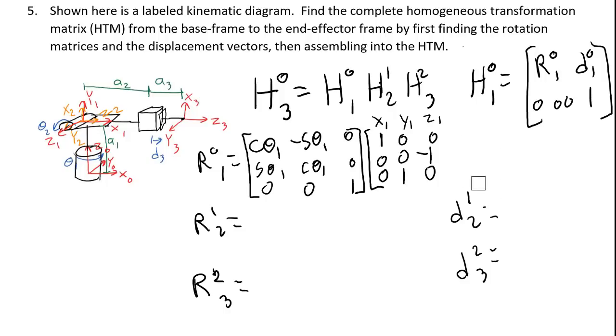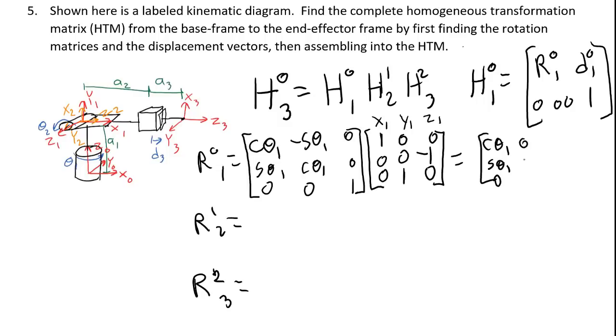I'm going to erase these for now, just to give me some more space. And I'm going to multiply these 2 matrices together. There, I'm done with R01. Let's do R12.